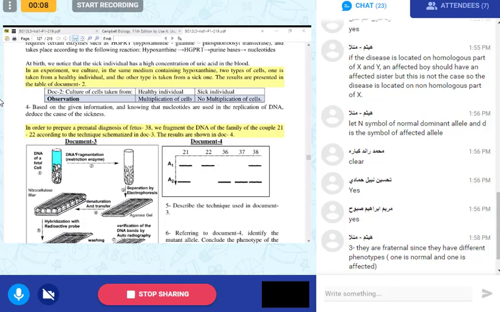Professor, there won't be any nucleotides. I need nucleotides for DNA replication, for doing cell division, for multiplication. Yes. Okay, so number 4.